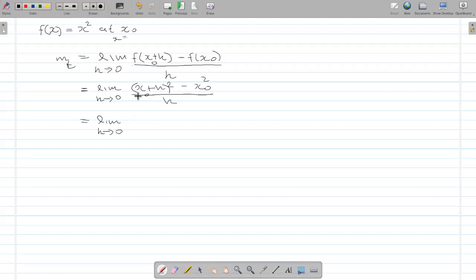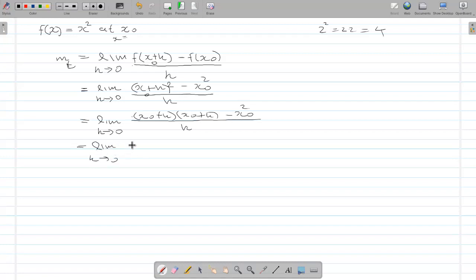So here I can FOIL this. I can write (x naught plus h) squared as x naught plus h times x naught plus h. For example, 2 squared is 2 times 2, which is 4, so it's the same thing. I substitute and then expand it. You will see why I am doing that in a minute.